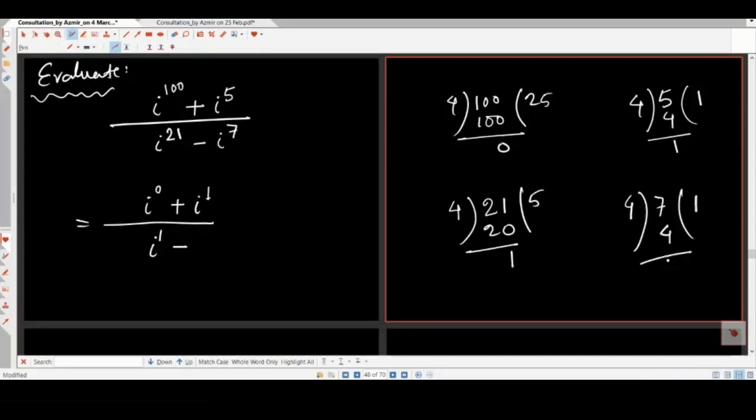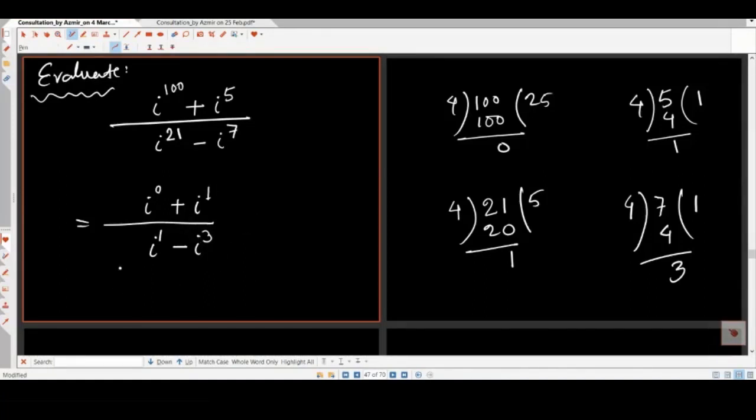1 times 4 is 4. So we are getting 3. So the remainder is 3. That means i^7 is equal to i^3. So now, whatever simplified form we have, we know the value for all these things.